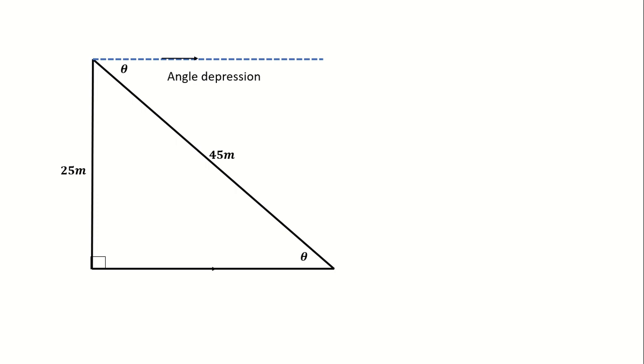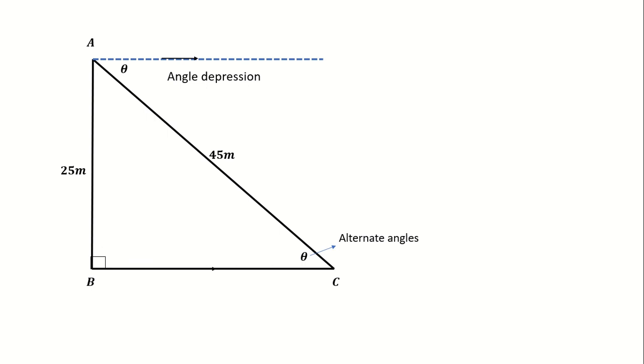We know that A represents the man, B is the ground floor of the flat, and C represents the friend. The man A is 45 meters away from the friend on the ground, and the height of the flat is 25 meters. The question asks us to calculate the angle of depression from the man, so we are required to calculate theta. You need a ratio that combines what you're given: the hypotenuse, opposite, and theta.